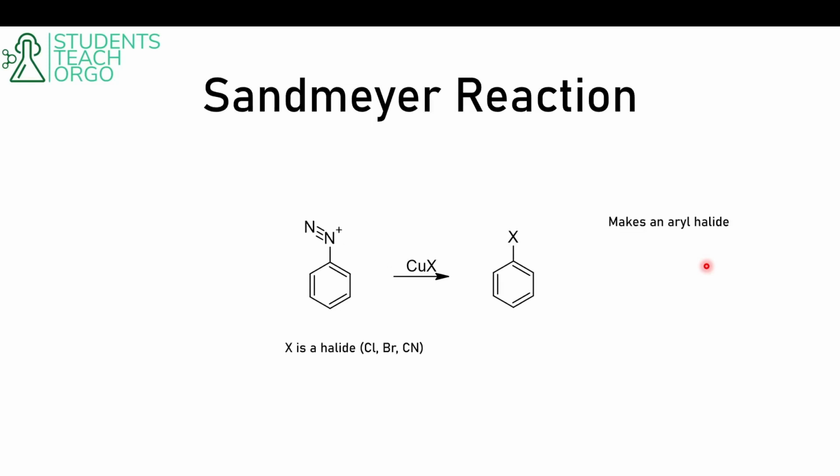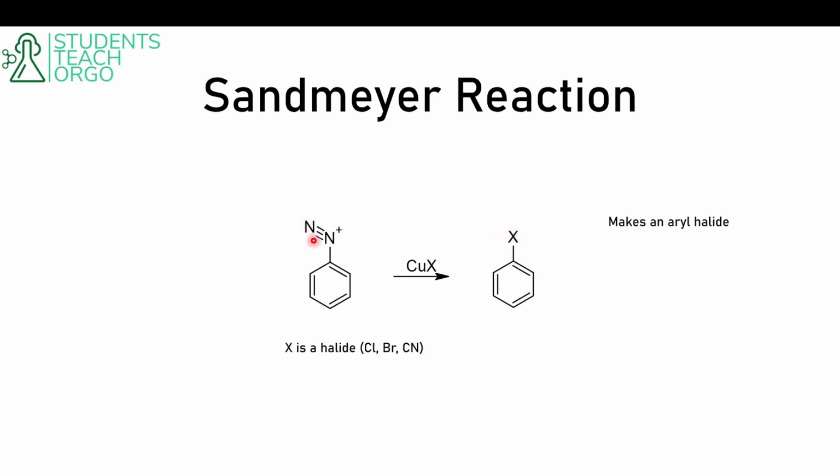The first one is the Sandmeyer reaction. That's basically taking the diazonium and then reacting it with this CuX compound. And X can be a lot of different things. Typically it's a halide like chlorine or bromine. Fluorine is also an option, I believe, or also some polyatomic ions like cyanide. So any of those can be X, and that will just replace the diazonium with the X.